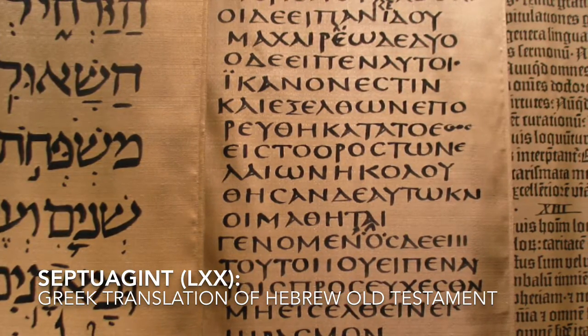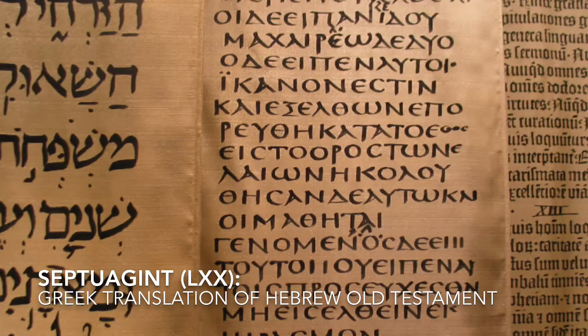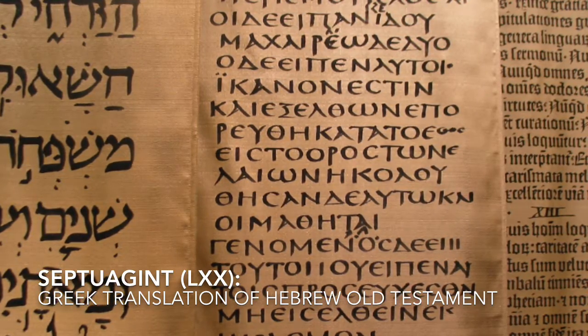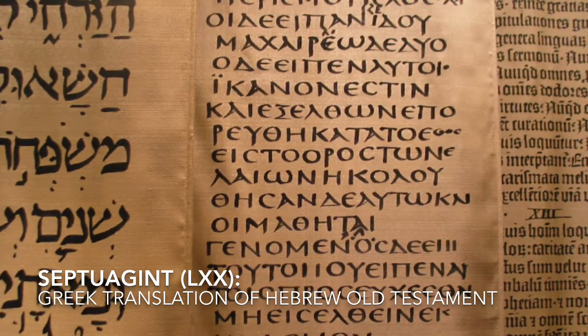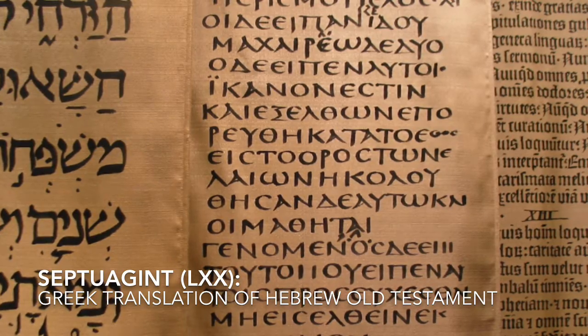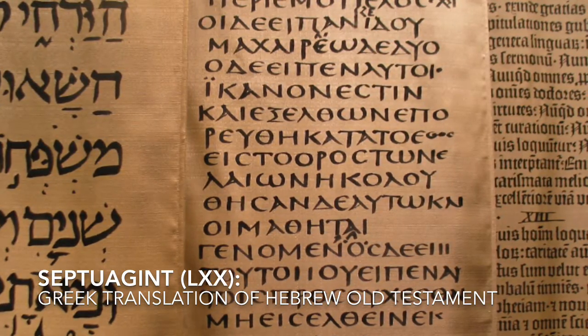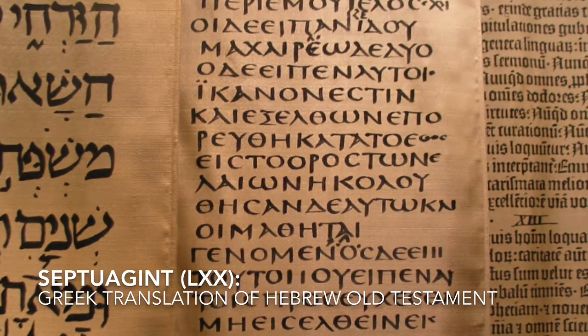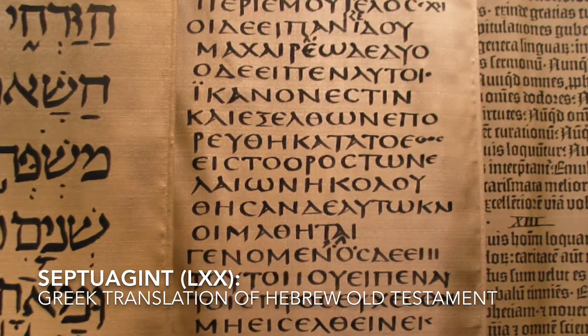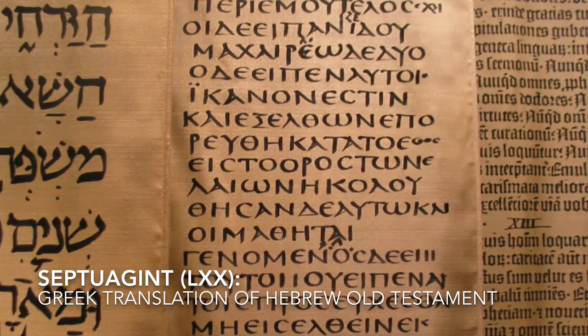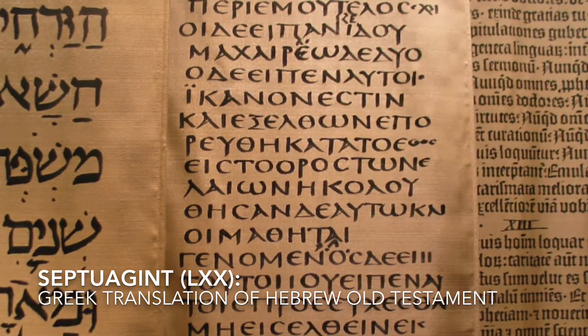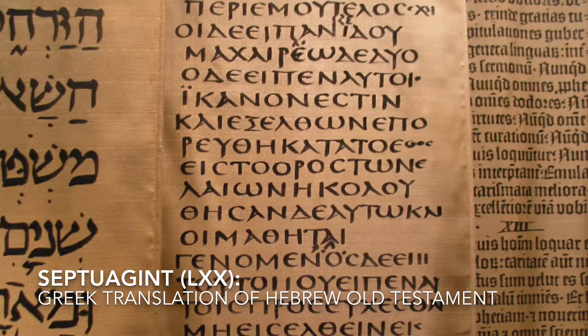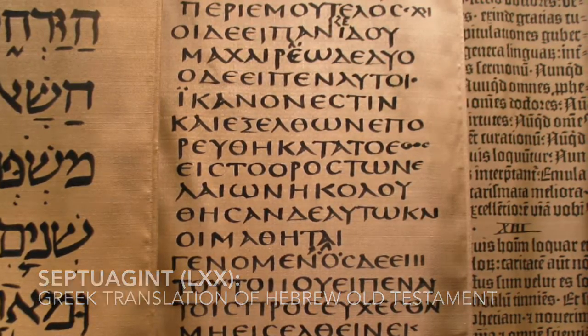This translation, known as the Septuagint, was completed sometime during the reign of Ptolemy Philadelphus, around 285 to 246 BC. Jewish legend says that 72 scholars worked for 72 days on the project, and so the Roman numeral 70, or LXX, is frequently used to represent the Septuagint, with 70 serving as the nearest round number to 72.